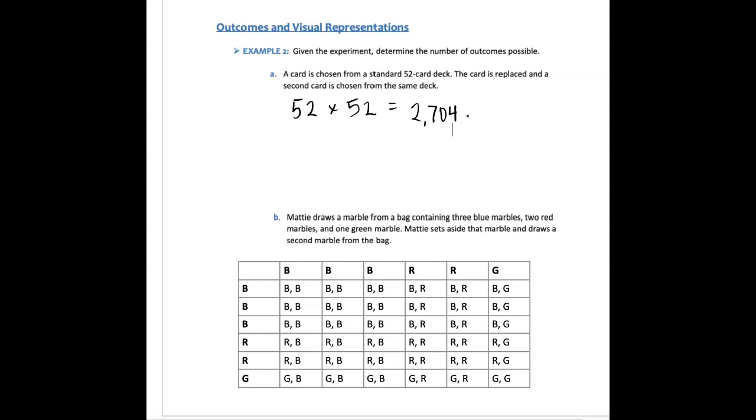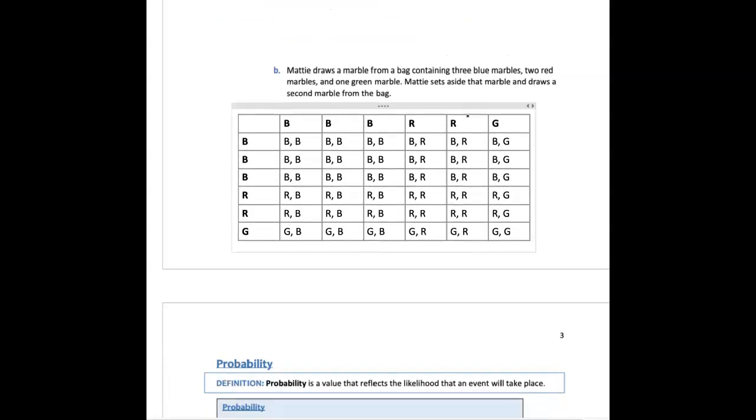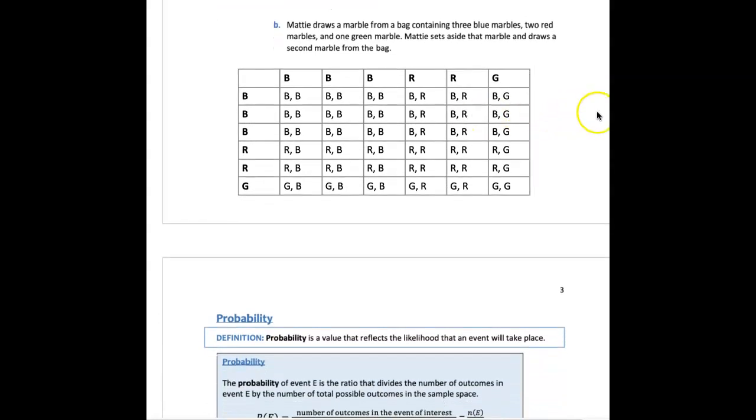Example 2b. Maddie draws a marble from a bag containing 3 blue, 2 red, and 1 green. Maddie sets aside that marble and draws a second marble. How many outcomes are possible? So a table is one way to visualize this.